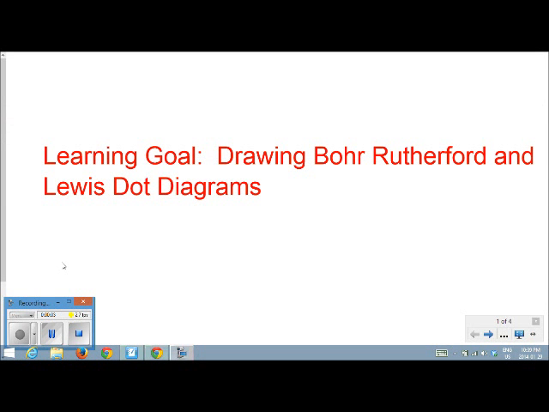Hello and welcome to grade 11 chemistry. Today's learning goal is we're going to learn how to draw Bohr Rutherford diagrams and Lewis dot diagrams. So hold on to your seats because here it comes.